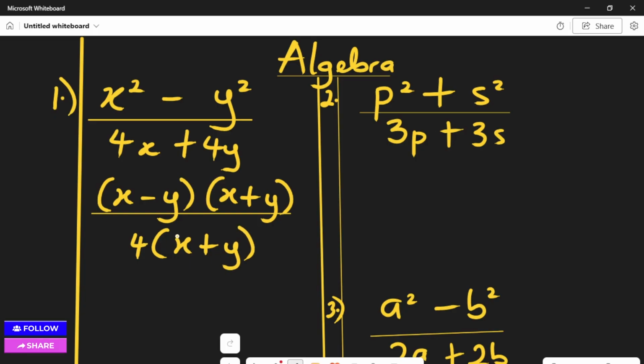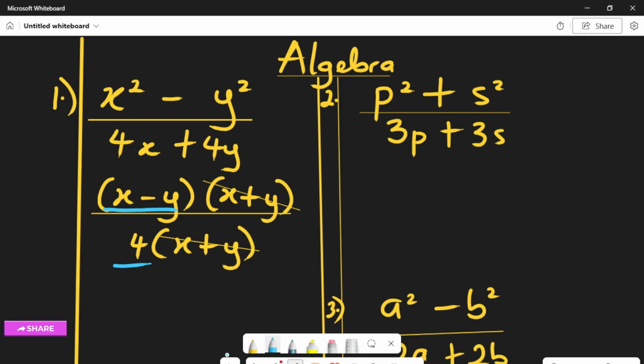Now that we have a common bracket up here and a common bracket down here, we have x plus y here and up here also. So that means we can divide them by each other. x plus y will divide this x plus y, and what we are left with here is x minus y on top and 4 at the bottom. So we write it down here: x minus y all over 4. And this is our answer. We can't go further than this.